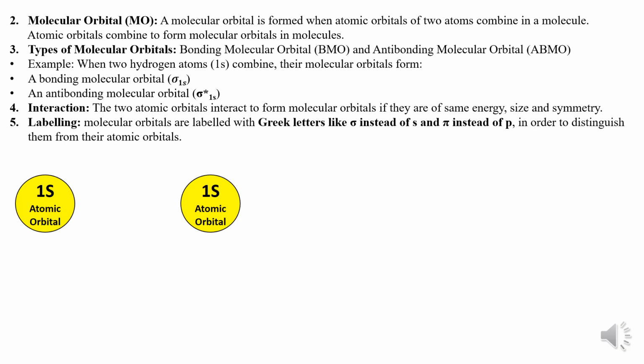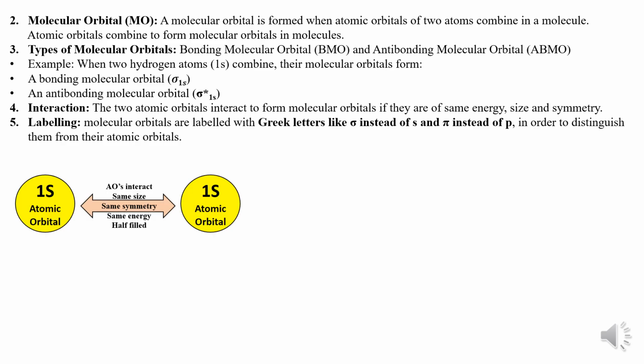Now for the formation of hydrogen molecule, there should be interaction between the 1s atomic orbitals of these two hydrogen atoms. The 1s atomic orbital of one hydrogen atom interacts with the 1s atomic orbital of another hydrogen atom. Now what is a molecular orbital and how is it formed? A molecular orbital is formed when atomic orbitals of two atoms combine in a molecule. So the atomic orbitals combine to form molecular orbitals in molecules. Like in case of hydrogen molecule, a molecular orbital is formed when the atomic orbitals of two hydrogen atoms combine, resulting in formation of hydrogen molecule.